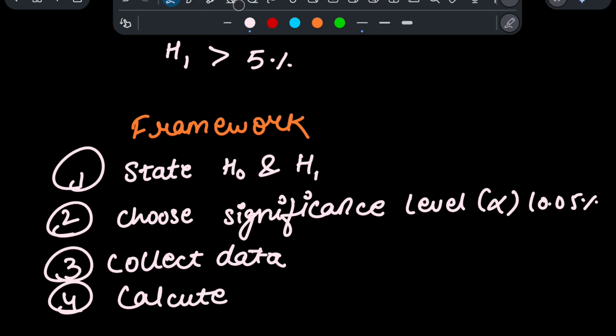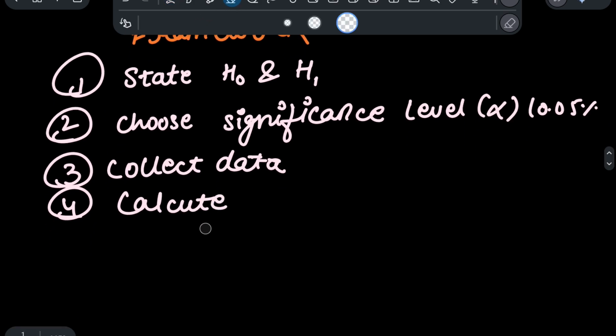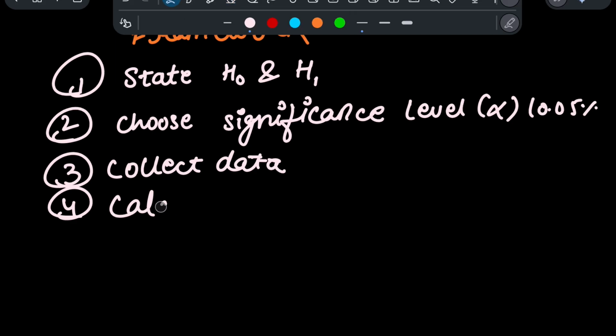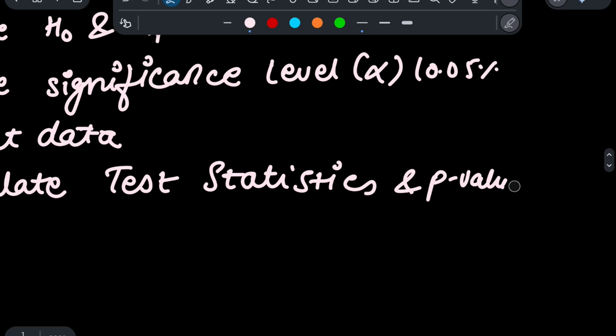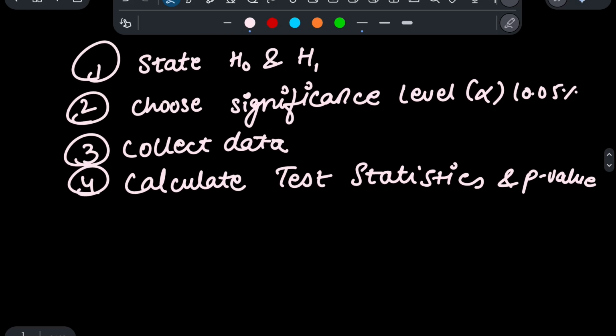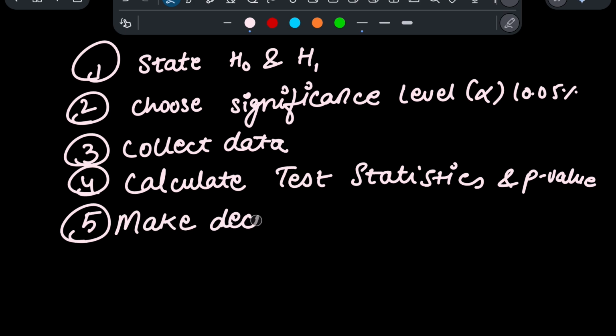Oh, I think I made a mistake in writing the calculate. Okay, let's erase it. So we just calculate the test statistics and the p value, okay. I would be explaining the p value in the next upcoming video, so make sure that you follow the series, so you are not left with any doubt. In the last step we make the decision based on the p value and our test statistics.